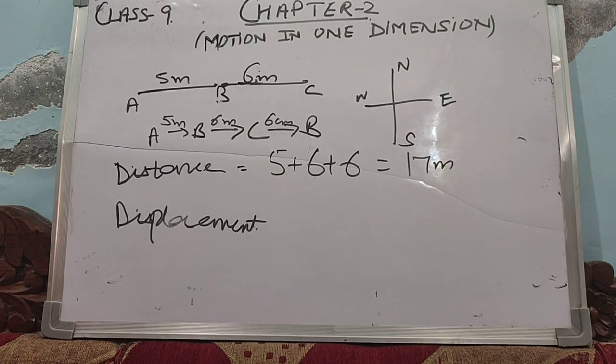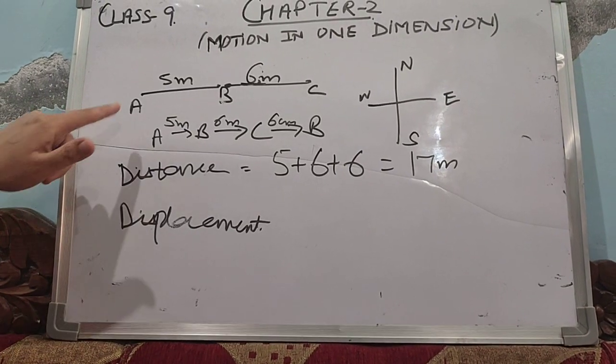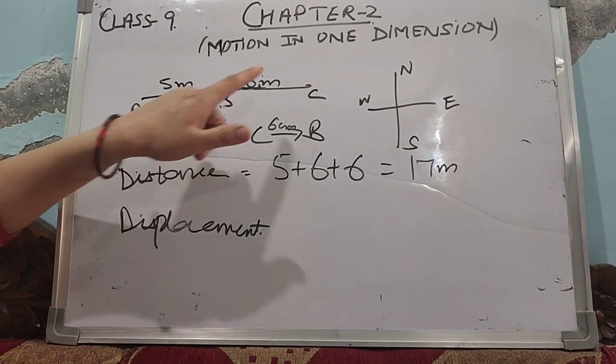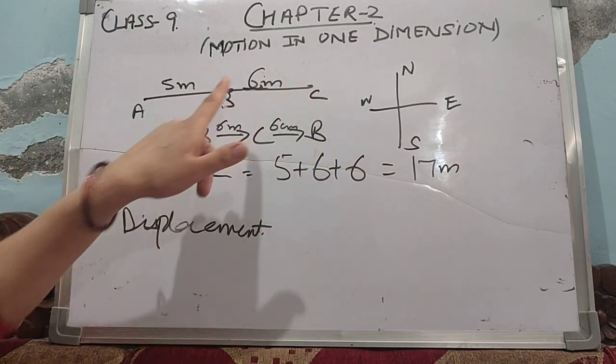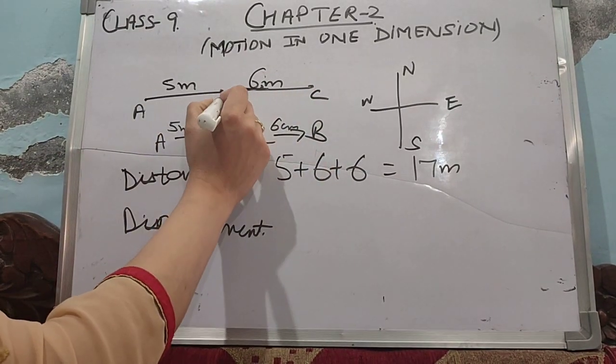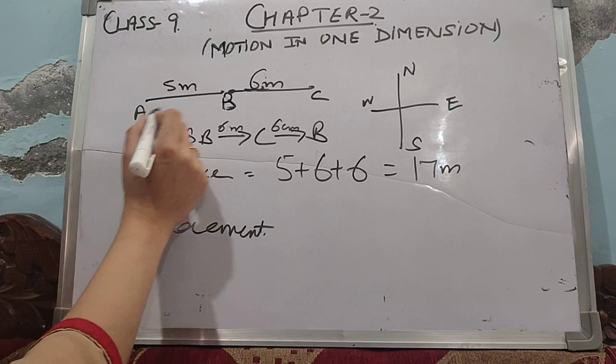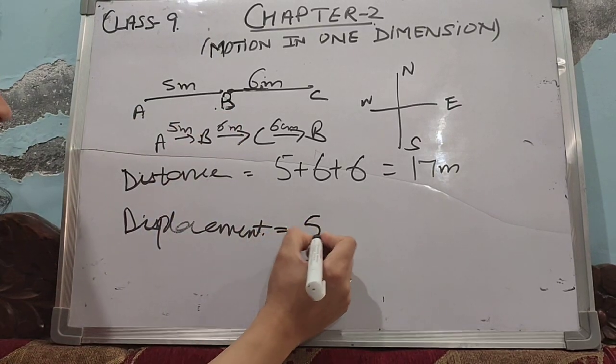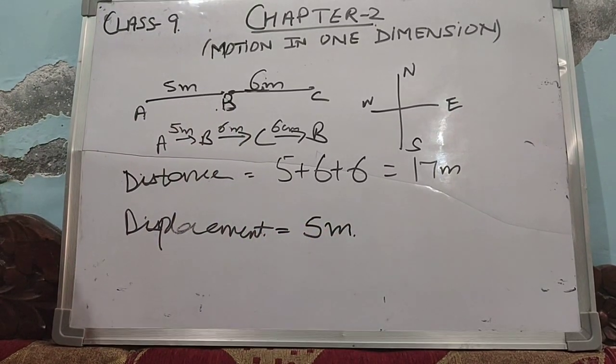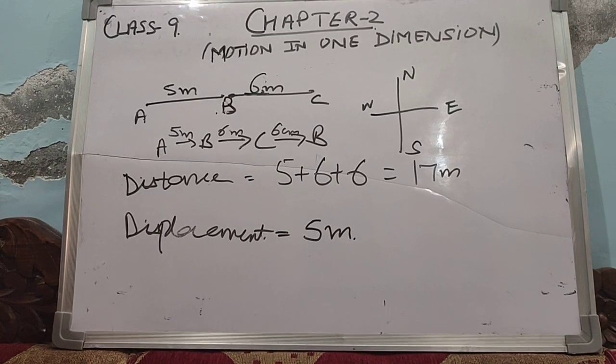But what about displacement? Now the body moves from A to B, from B to C, and again it comes back from C to B. So the shortest length is from A to B. So displacement will be only 5 meter. I hope you have got this example.